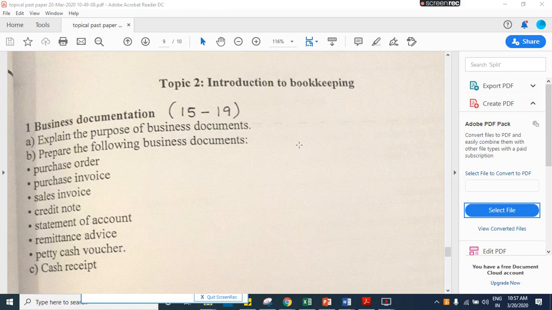Today, we are completing the topical past papers, starting from page number 15 to 19. Topic 2, Introduction to Bookkeeping. So we are completing business documents, focusing on explaining the purpose of business documents, preparing the following business documents such as purchase order, purchase invoice, sales invoice, credit note, statement of account, remittance advice, petty cash voucher, and cash receipt.